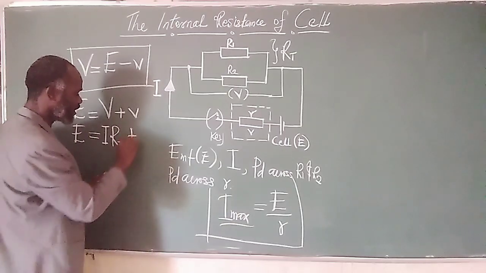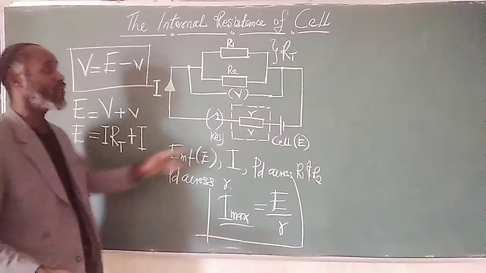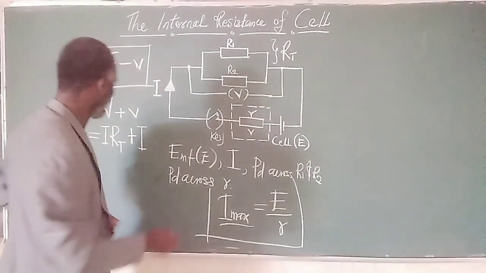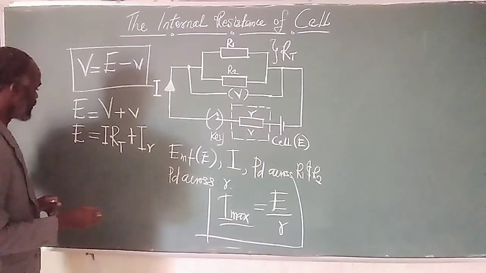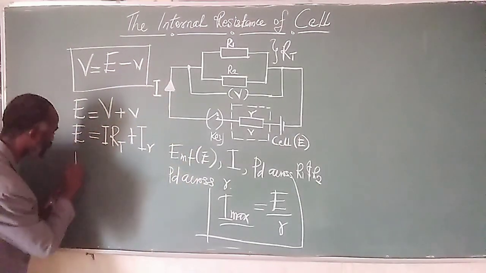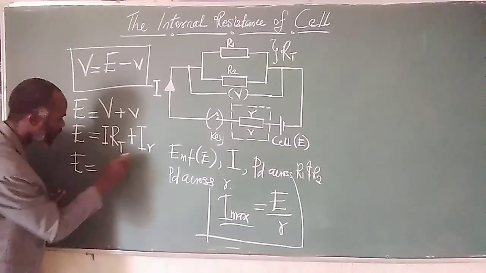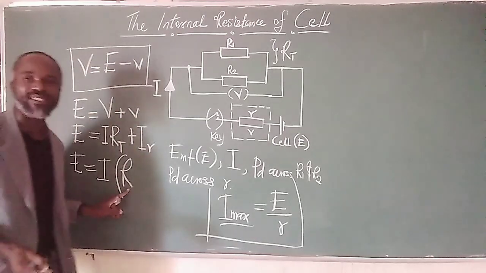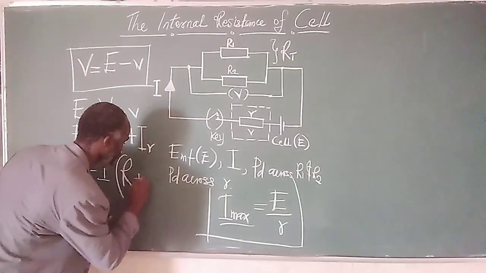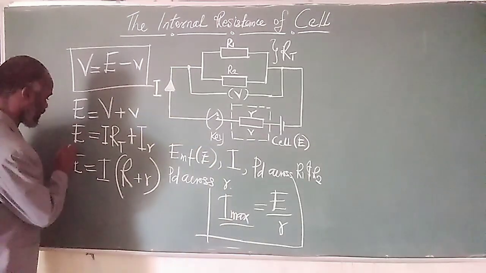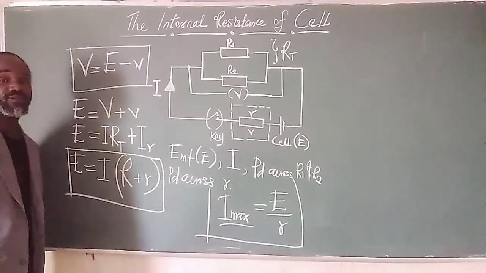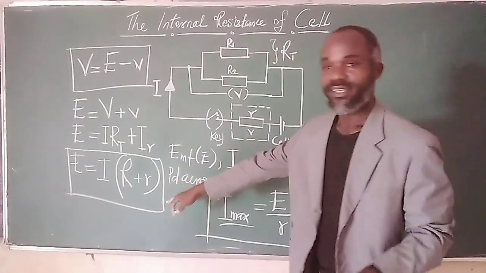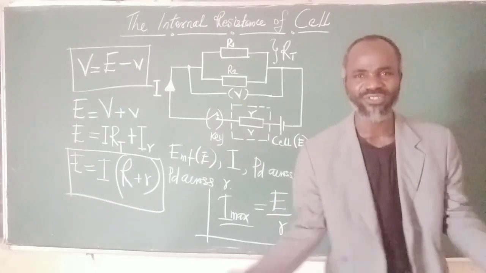Plus, this is going to be I again, but this time around we are talking about the internal resistance, so it will assume small r. Good. So if we do this the proper way, E is equal to I, which is common, we bring it out, and then we close R, we cannot use R to represent RT, and then plus small r, bracket close. So let this be another relation found. We are almost through.